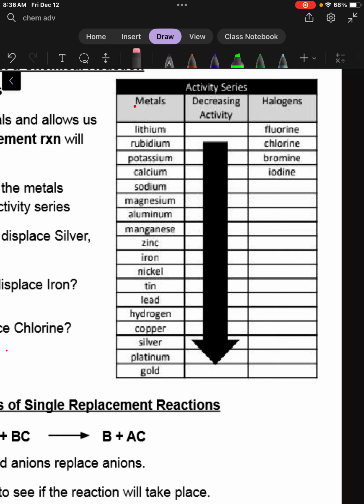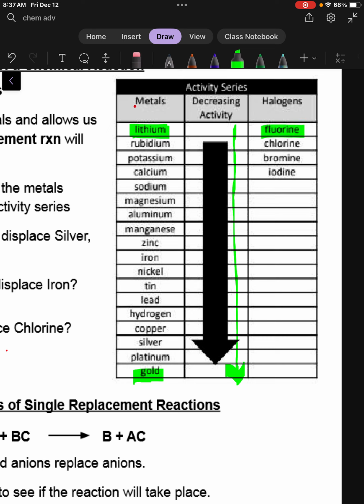Activity series means reactivity series. When you go down, the reactivity decreases. That means lithium is highly reactive and gold is least reactive, and it doesn't include all the elements from the periodic table. Only a few are listed, and you will get questions only from this. Also, you are responsible for knowing halogens.